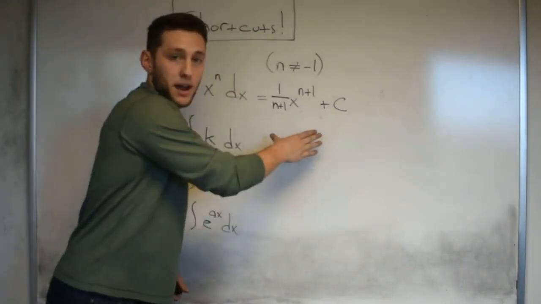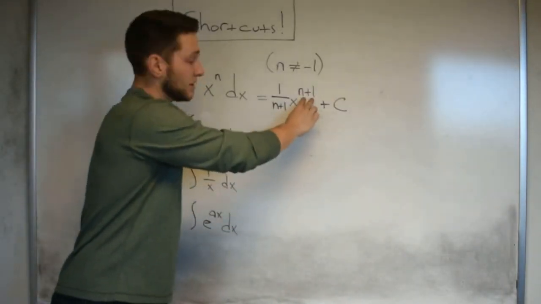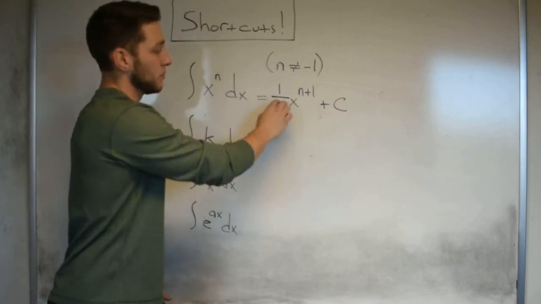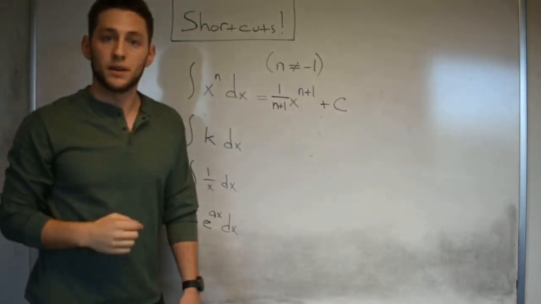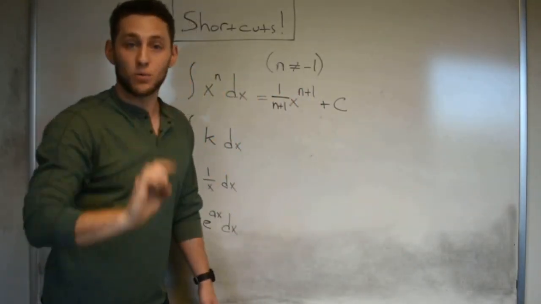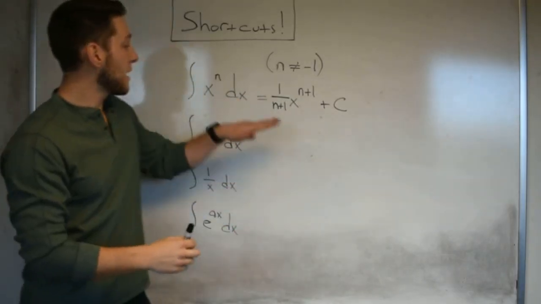Now the reason this makes sense is as follows. If I were to try to derive this, first off the constant would go away, but second off, this n plus 1 would come down front, but then they'd cancel out. N plus 1 divided by n plus 1 would just be 1. So then we just have an x to the n plus 1 minus 1, or just x to the n power. So we do get right back where we started.